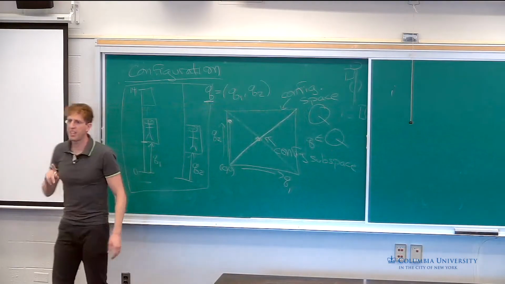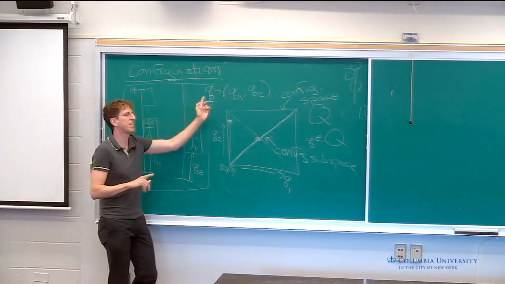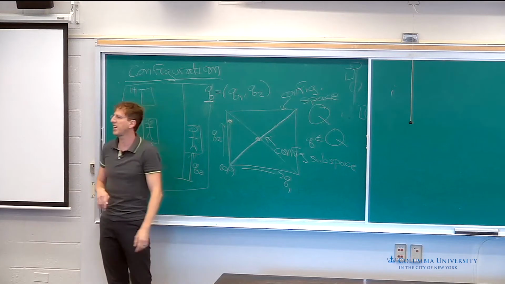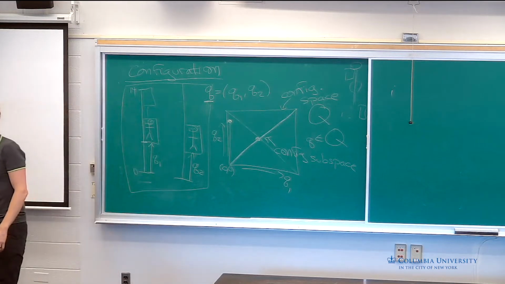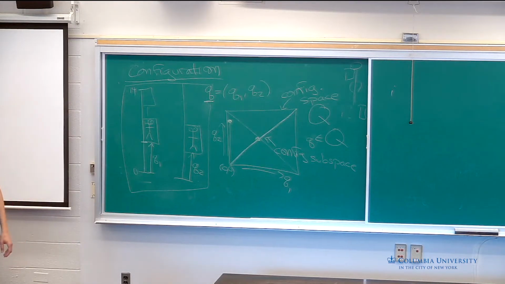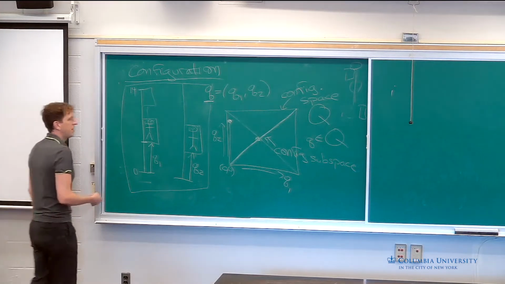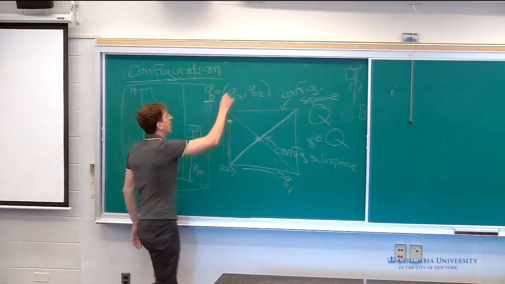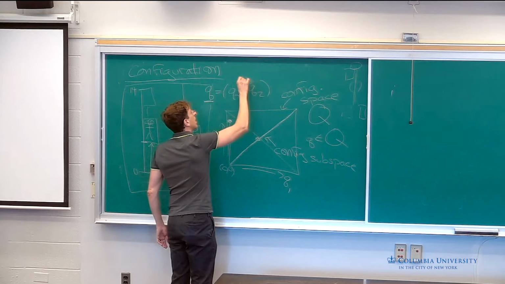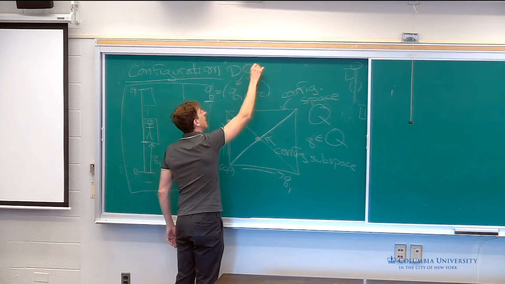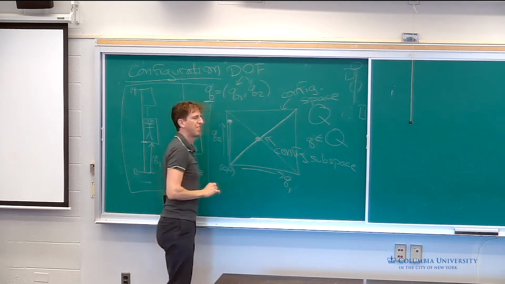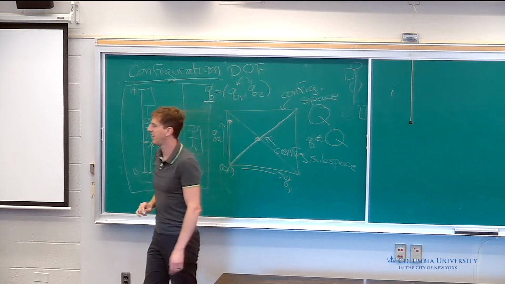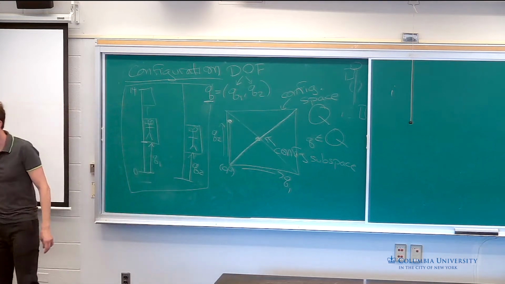We said that we can express the configuration space, write it out in coordinates. And when you write it out in coordinates, you start to get a sense for the number of degrees of freedom of the system.